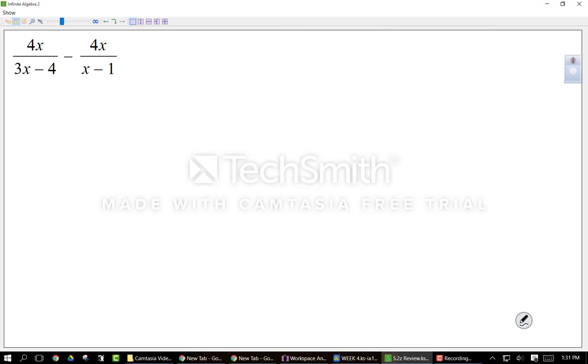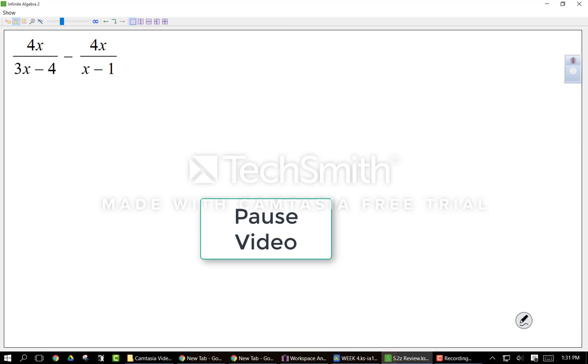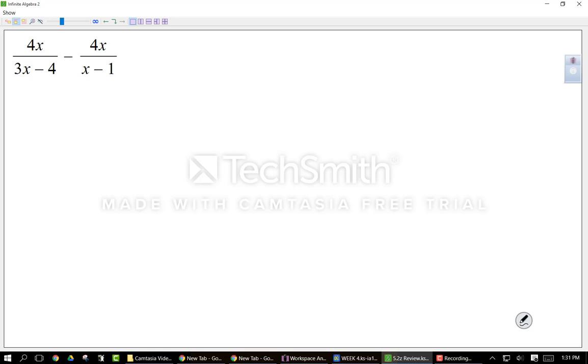Go ahead and pause the video to try to figure this one out, and then hit play to see if you are right or if you needed additional help. My denominators, you'll notice, are not the same. We need to factor as much as we can. We know that that is already factored. Then if I look at 3x minus 4, that's already factored as well, meaning I can't make it smaller.